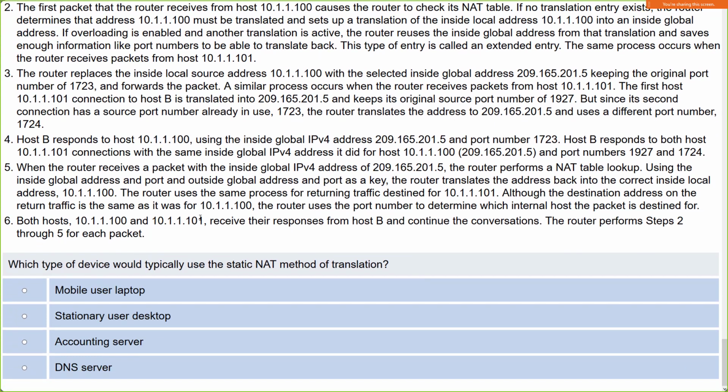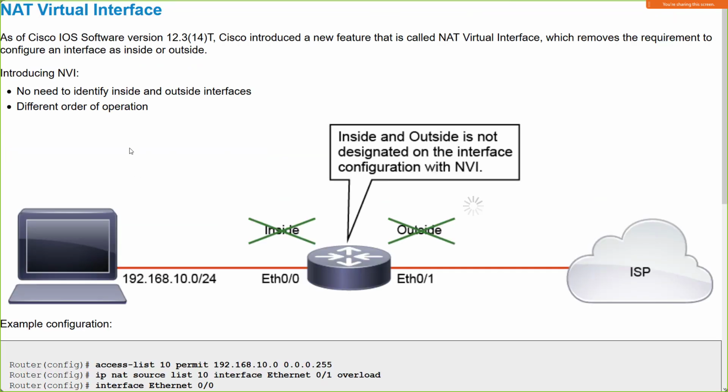So which type of device would typically use the static NAT method of translation? Somebody's laptop, a stationary desktop, an accounting server, or a DNS server. I would say a DNS server. I mean, it could theoretically be an accounting server if that server's on the DMZ and it's housing public information. But DNS is more of a services-based type of server, so I would guess that they're looking for that as an answer in this case. All right.